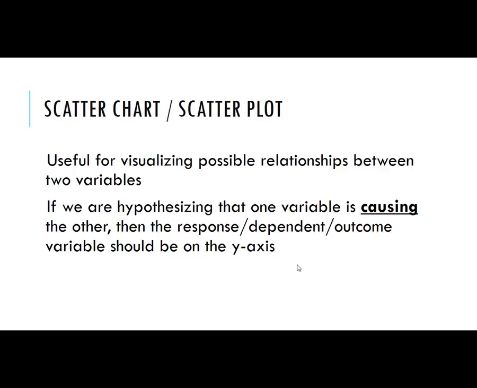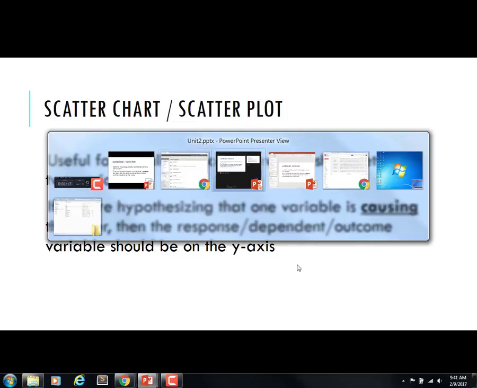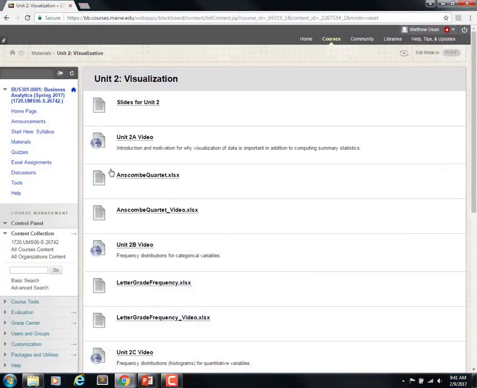So the first thing you should do is think about what is it that is the response or dependent or outcome variable. Put that on the y-axis, and then the thing that's causing that variable to react or change goes on the x-axis. So let's go to Blackboard and get some data for this.